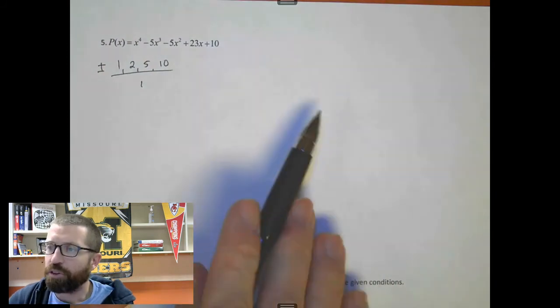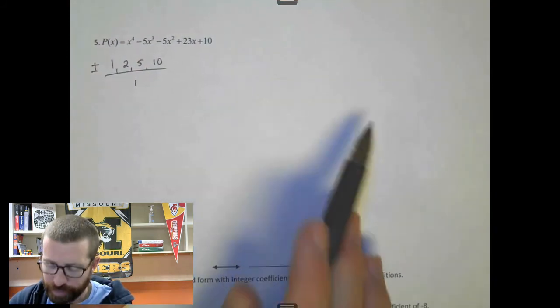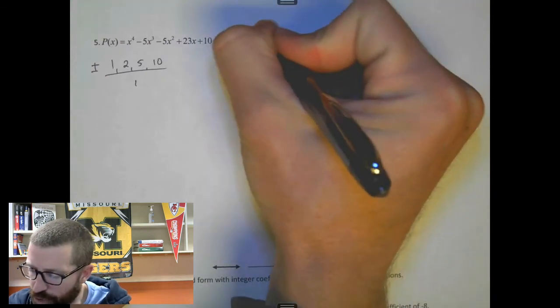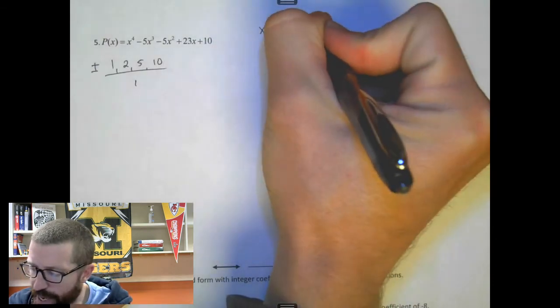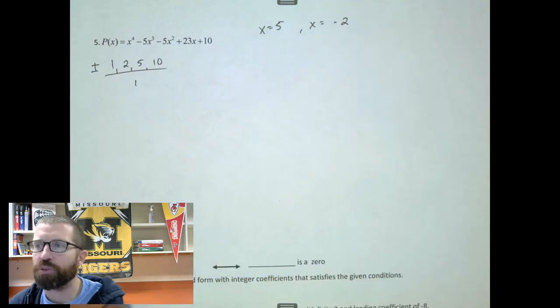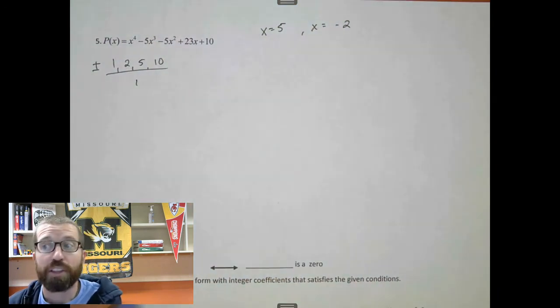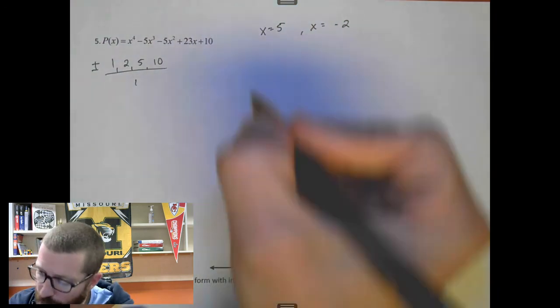And then we look at the graph. So let's look at the graph. Hopefully it comes up right there. And we can see that x equals 5 and x is equal to -2. Those are both zeros. So we're going to use synthetic division. Let's start with 5. It doesn't matter which one you start with.